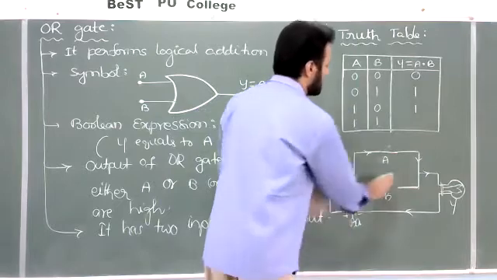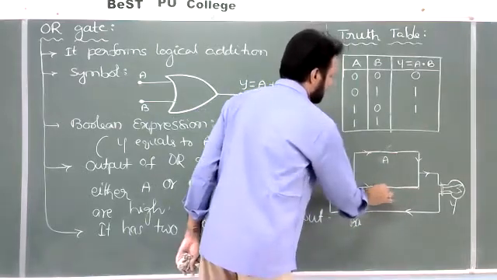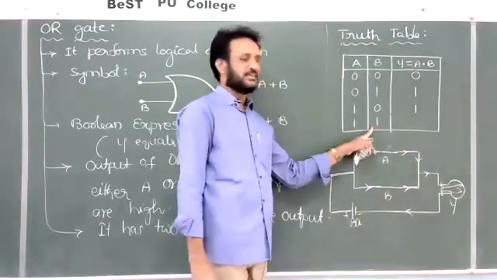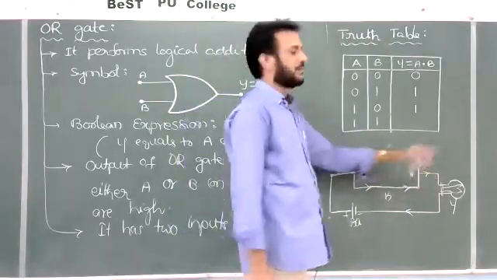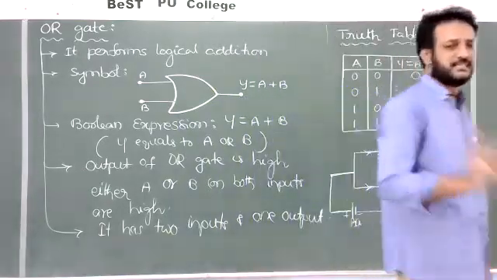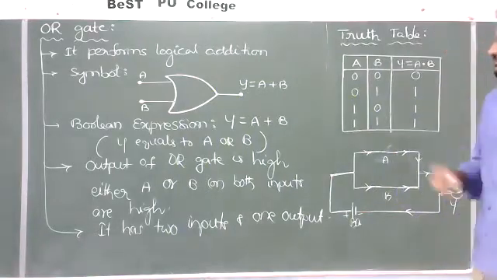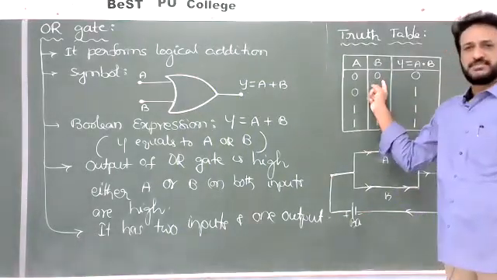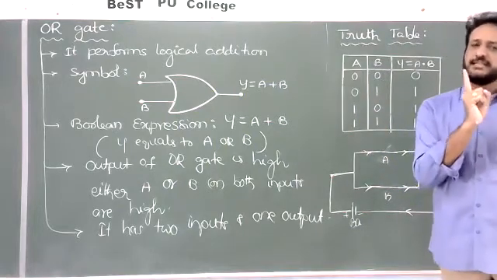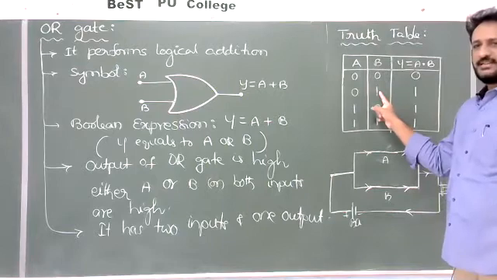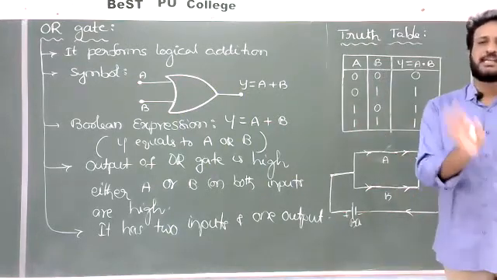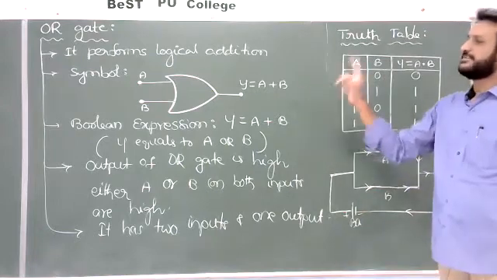Now both the switches are closed. Whenever both the switches are closed, A is equal to 1, B is equal to 1, then current will be supplied to the bulb, and again the bulb is in on condition. So in only one case the bulb is off, whenever both the inputs are low, the output is low. If at least one input is high, either A is high, B is high, or both the inputs are high, then the output is high. That is the function of the OR gate.